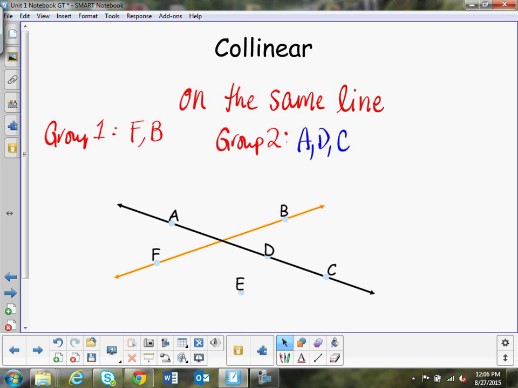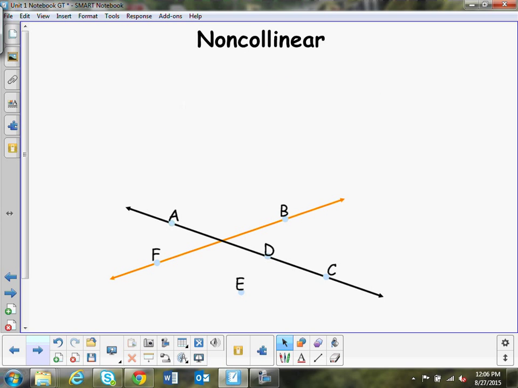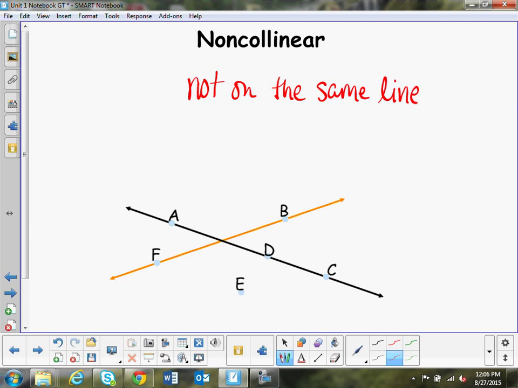Okay, so let's go to the opposite of collinear, non-collinear. So what would be an easy definition for that? That's right. Not on the same line. Easy definition, not on the same line. So we have a ton of groups that we could name, but we're just going to do 2. So we're going to name our set of non-collinear, and we'll do 1. There's infinitely many though.